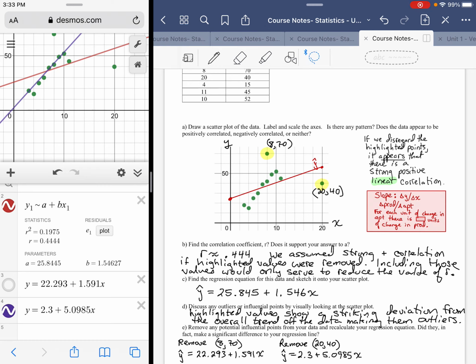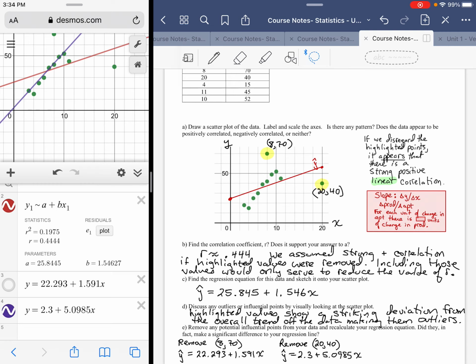What that means in this case is, with all the data points included, for each unit of change in aptitude, there is 1.546 units of change in productivity. Productivity is like jobs completed. What if you're building a car? One more point in aptitude produces 1.546 more cars over whatever predetermined period of time. So 1 unit of aptitude is worth roughly 1.5 units of productivity.